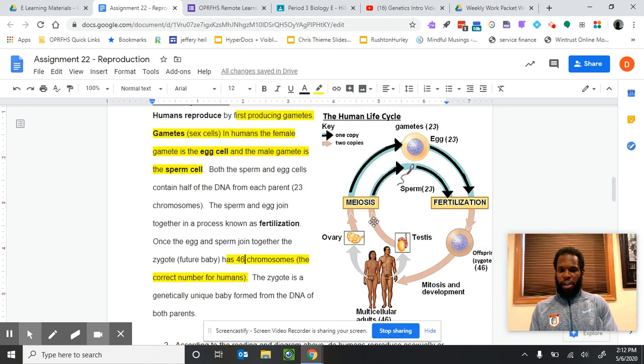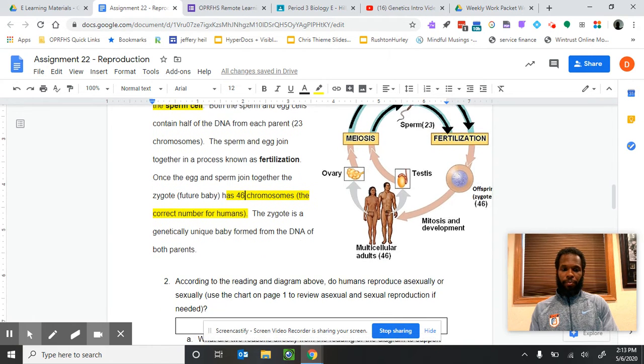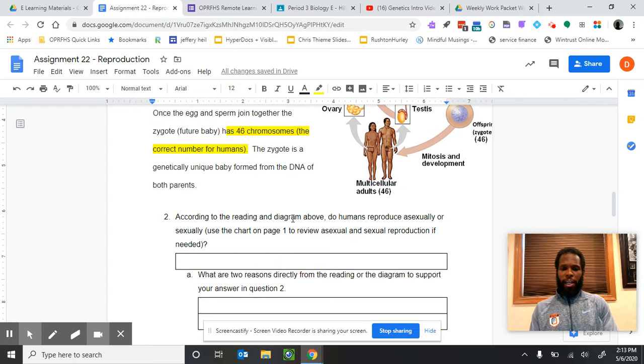And if we look at this picture here, we have the female and the male. They both go through a process called meiosis, where the female makes an egg, and the male makes a sperm, which has half the DNA. They combine through fertilization to make a unique baby, which has 46 chromosomes. So, question 2, according to the reading and diagram above, do humans reproduce asexually or sexually? Well, since there's two parents involved, we know two parents is sexual reproduction.